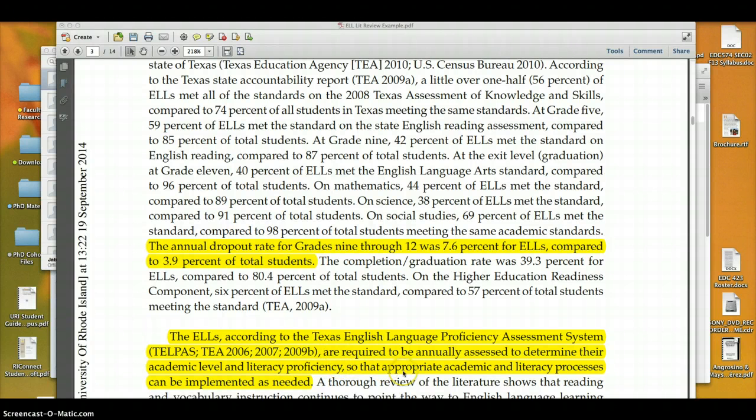The ELLs, according to the Texas English Language Proficiency Assessment System, are required to be annually assessed to determine their academic level and literacy proficiency so that appropriate academic and literacy processes can be implemented as needed.